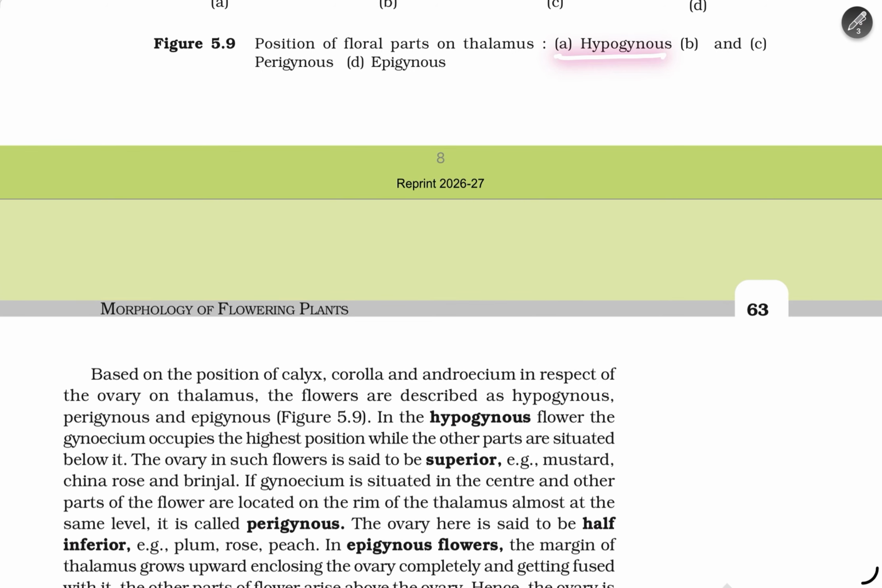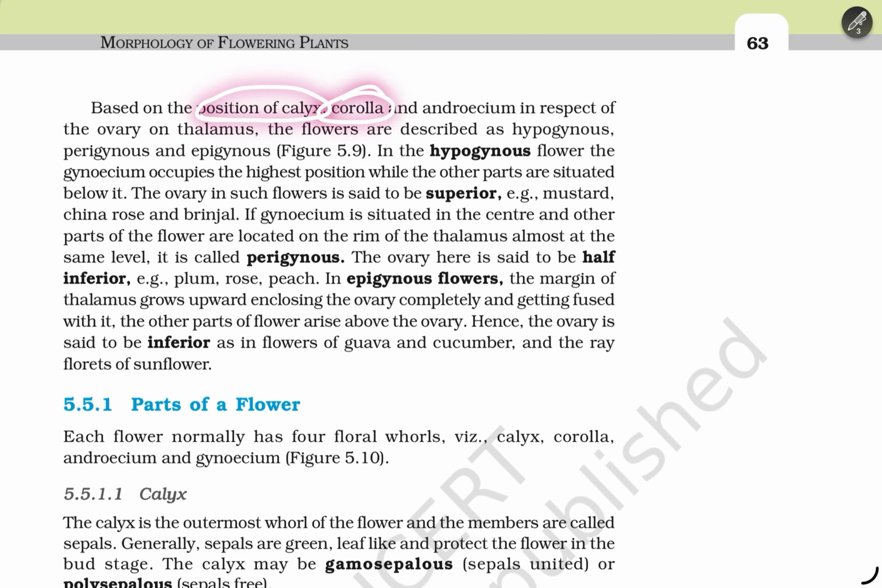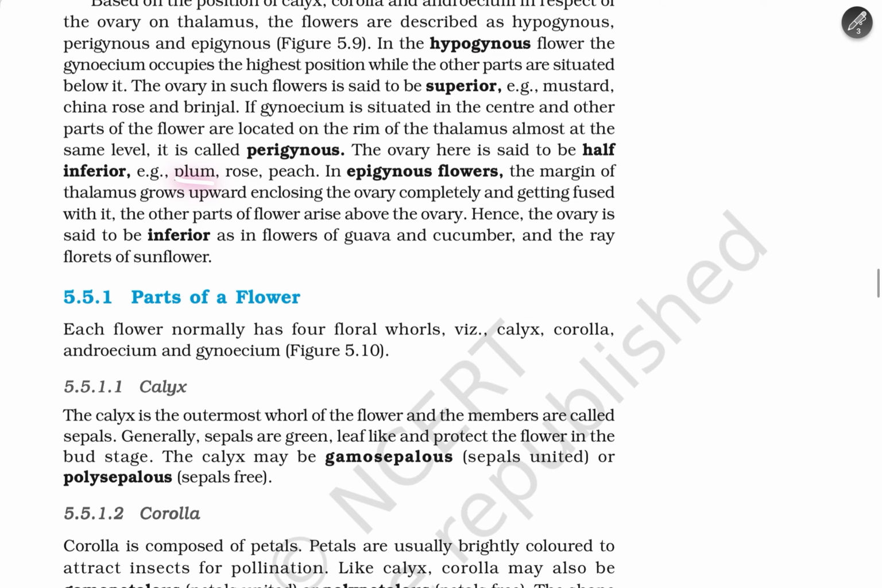Position of the flowers: hypogynous, perigynous, and epigynous. Based on the position of the calyx, corolla, and androecium with respect to the ovary on the thalamus, a flower is described as hypogynous, perigynous, or epigynous. In the hypogynous flower, the gynoecium occupies the highest position while the other parts are situated below it. The ovary in such a flower is said to be superior, as in mustard, China rose, and brinjal. If the gynoecium is situated in the center and the other parts of the flower are located on the rim of the thalamus almost at the same level, it is called perigynous. The ovary here is said to be half inferior, as in plum, rose, and peach.